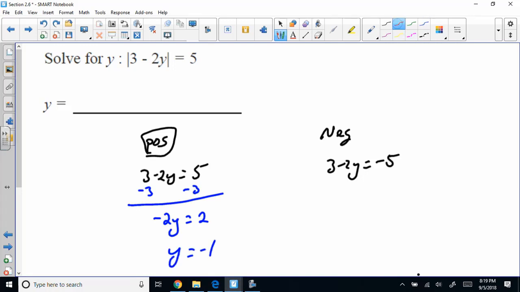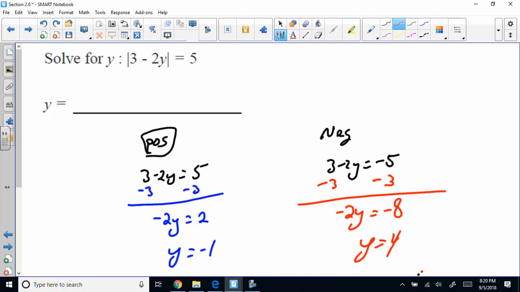And then I'll do this one. And I got y equals 4, right? How do we do? Good? So how would I write my answer? I'd go negative 1, comma 4, right? All right. No good? Sweet.